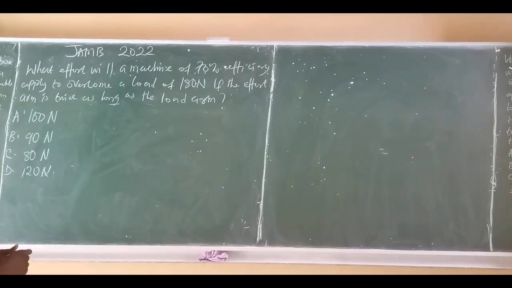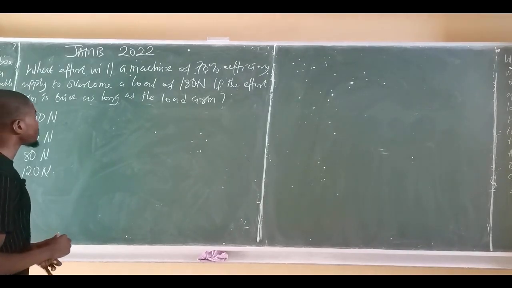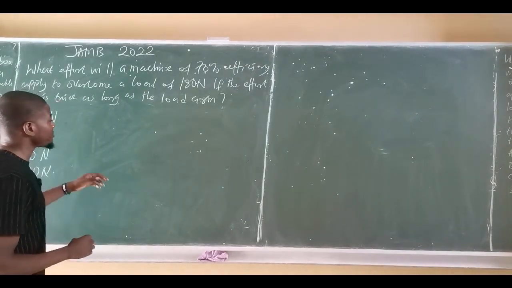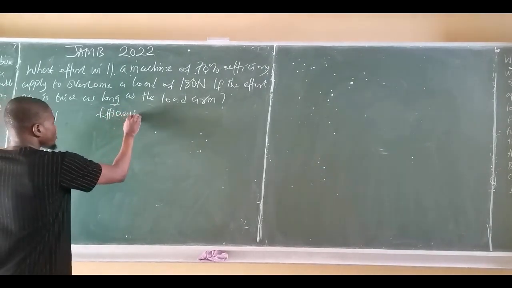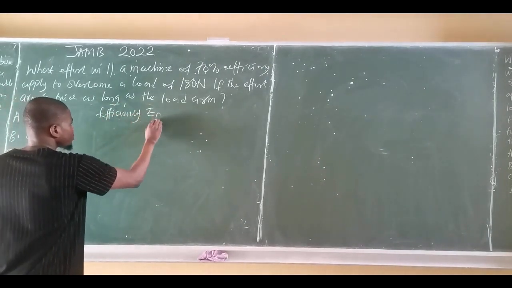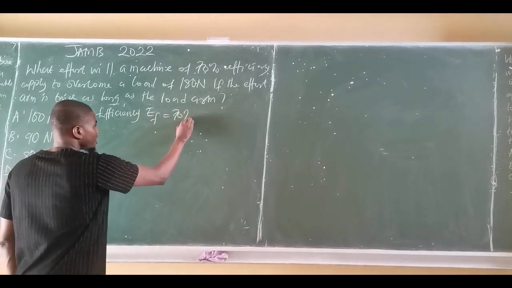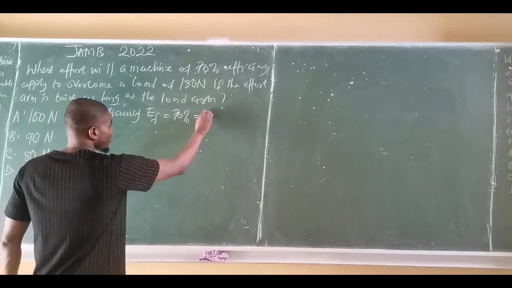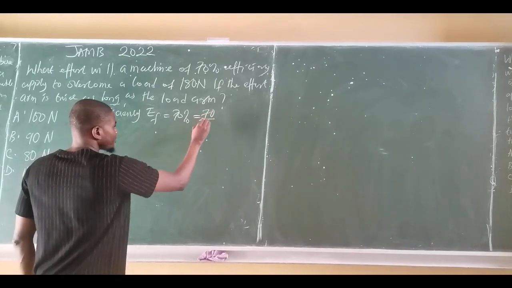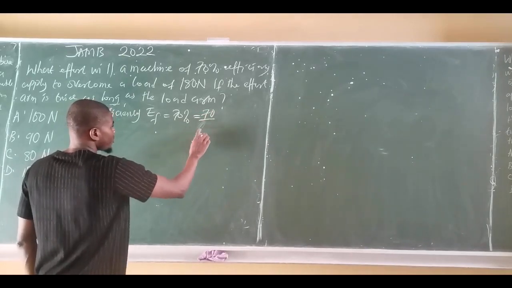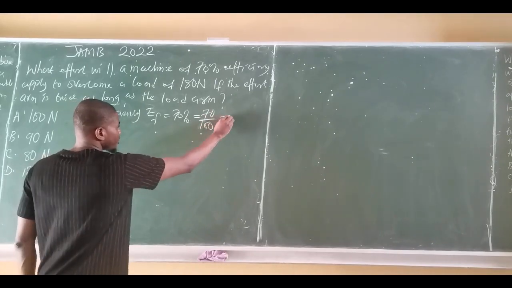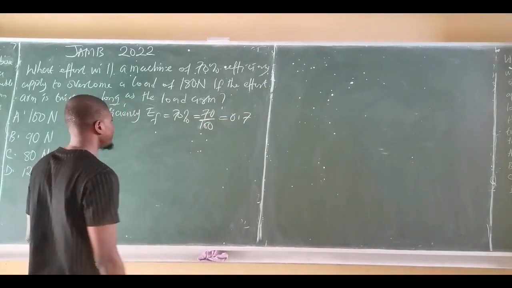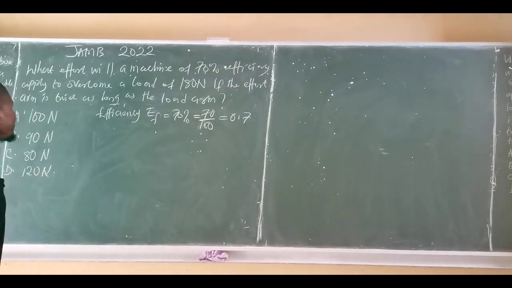All right, so let's pick out our parameters. First of all, it says, what effort will a machine of 70% efficiency? So we're given efficiency to be equal to 70%, and I said we always convert this to decimal by dividing through with 100. It becomes 0.7 as the efficiency. Now, apply to overcome a load of 180 newtons.